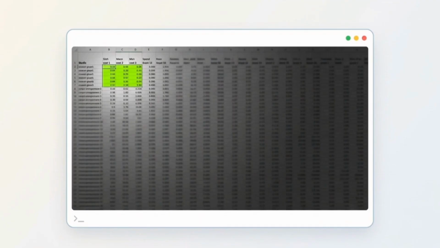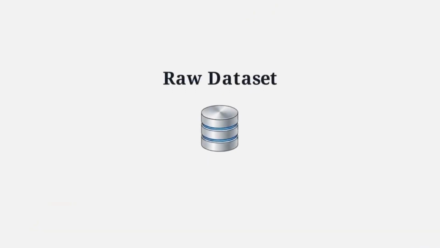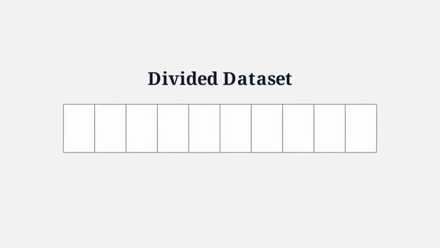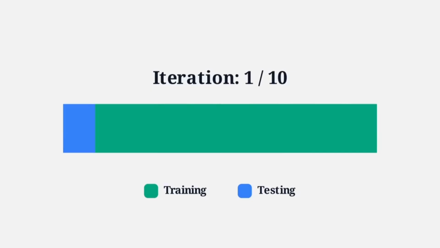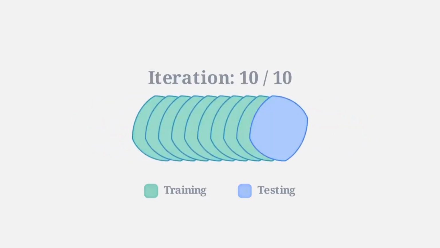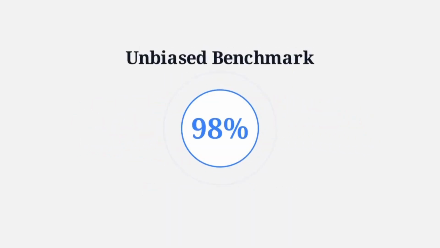A single trained test split might yield a high score just by getting lucky with a specific subset of data. K-fold cross-validation provides a strict audit. You divide your dataset into K-equal segments, usually 10. You train your model on 9 parts, test it on the remaining section, and repeat that process 10 times. Averaging those 10 scores gives you a reliable, unbiased performance benchmark.